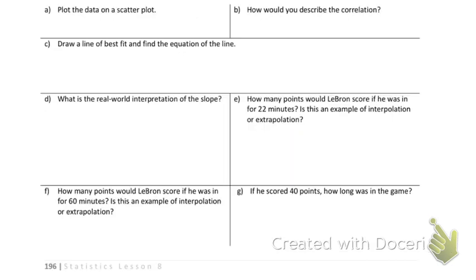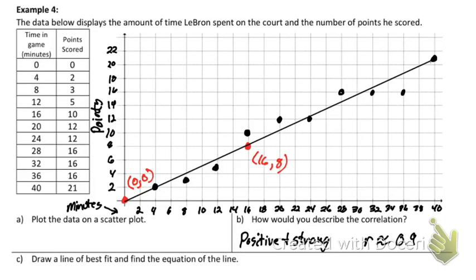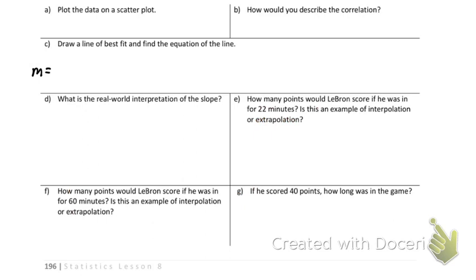It says we already drew the line of best fit. Now we're supposed to come up with the equation. Well, our slope is going to be our y2 minus our y1. I'm going to pick 8 to be my y2, which means I'm going to put 16 right underneath it. Then I'm going to pick my other y value, which is 0, compare that to the other x value, which is also 0. So that's going to be 8 over 16, which is just 1/2.